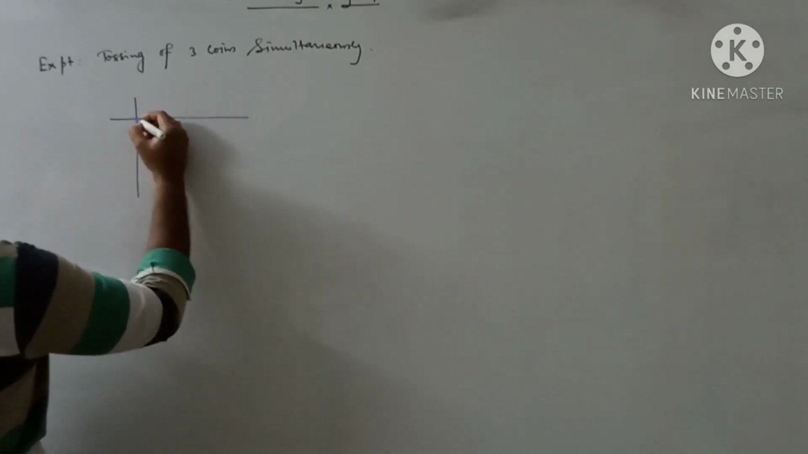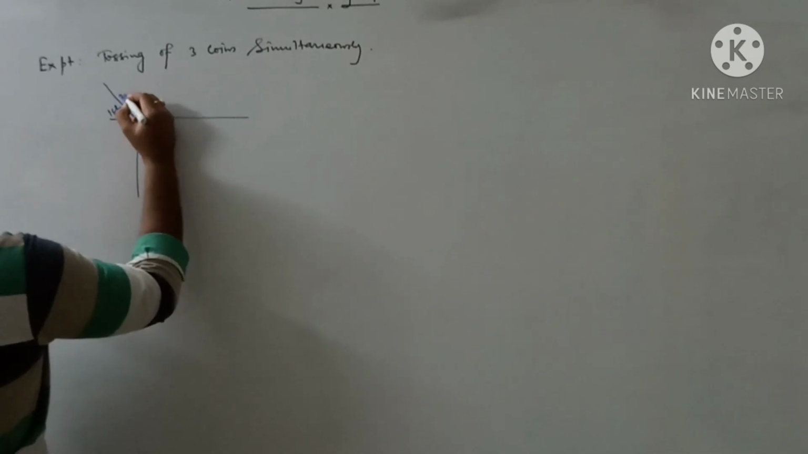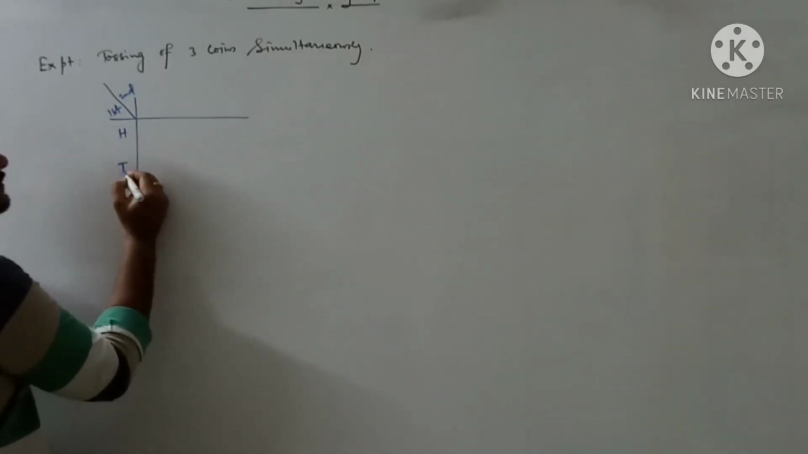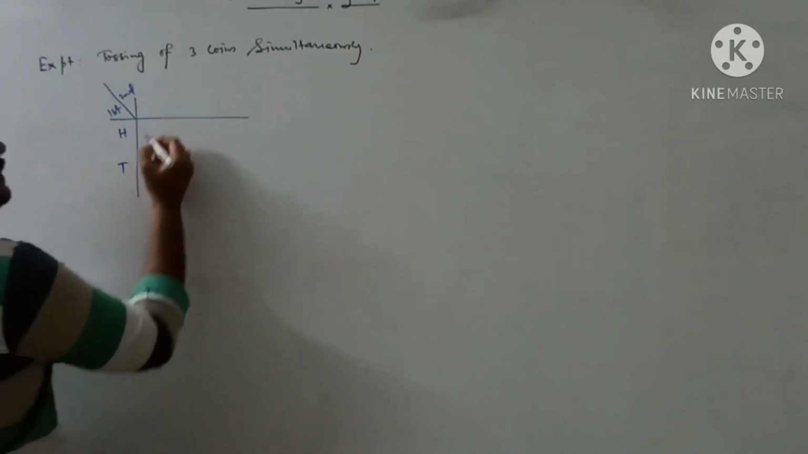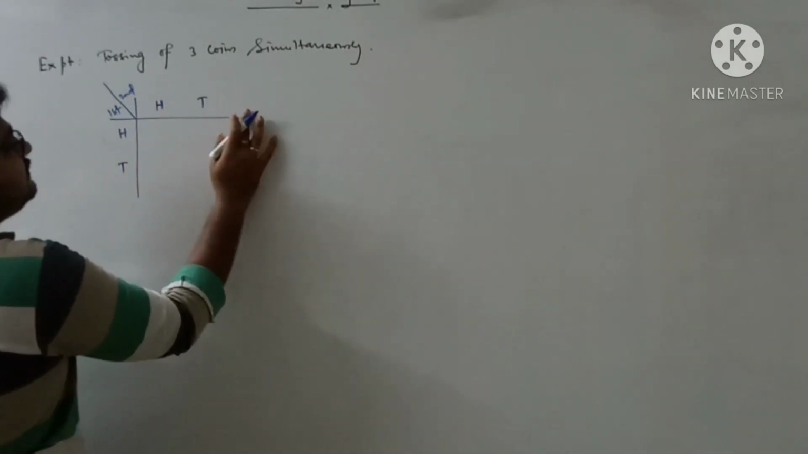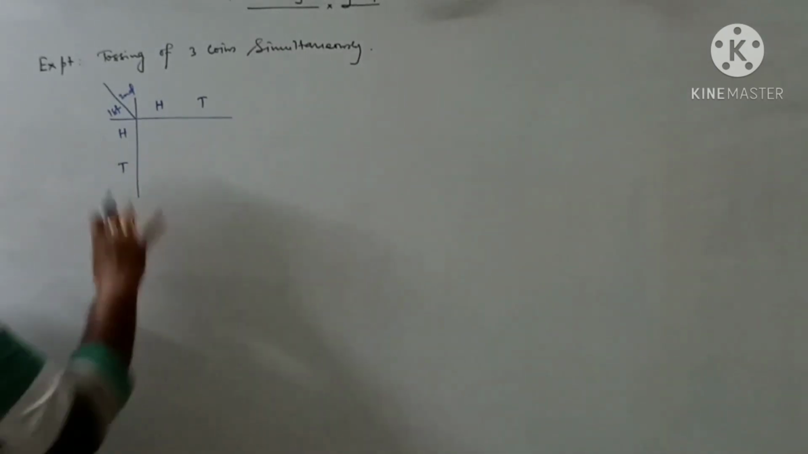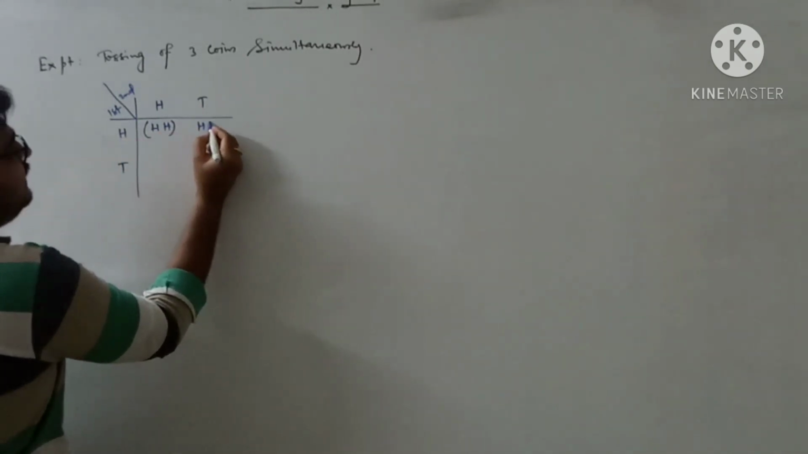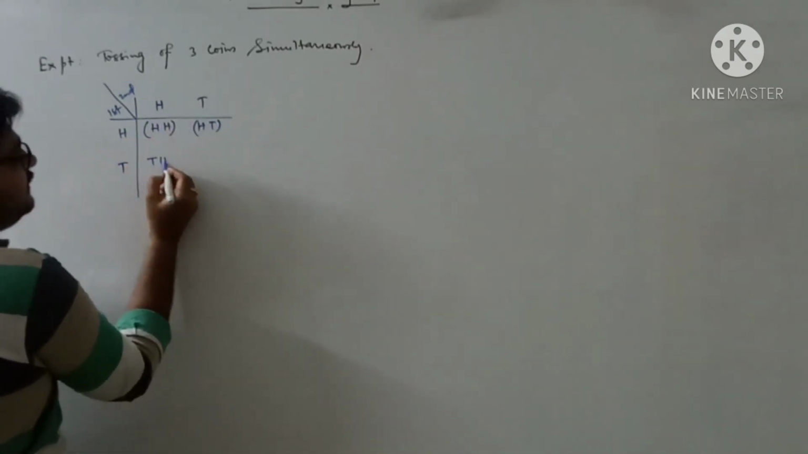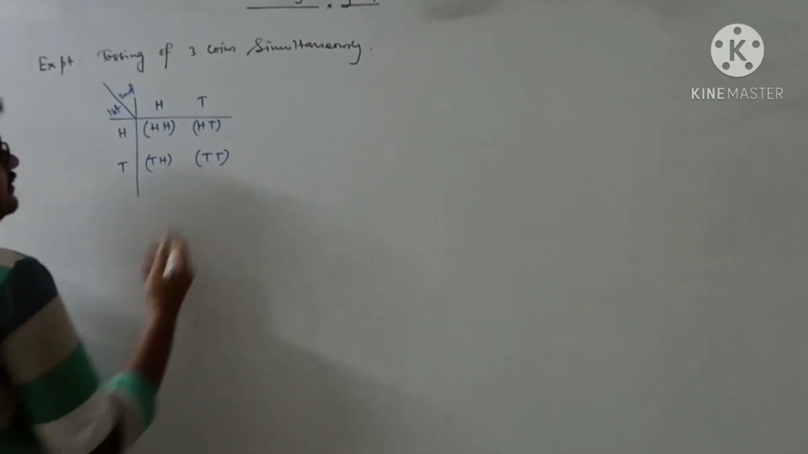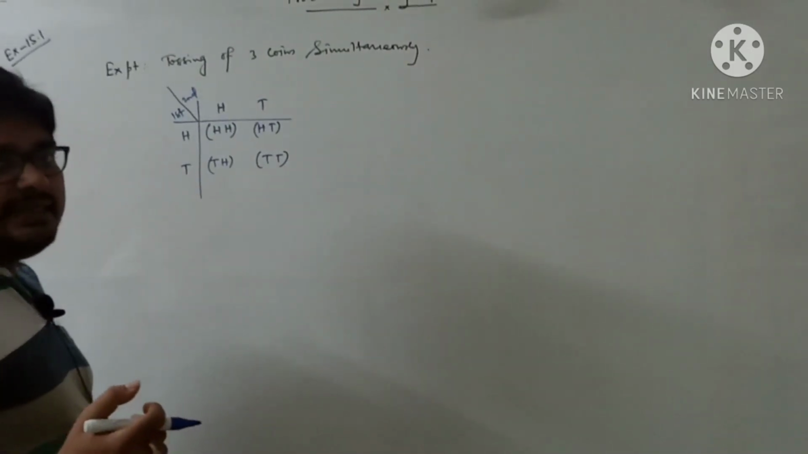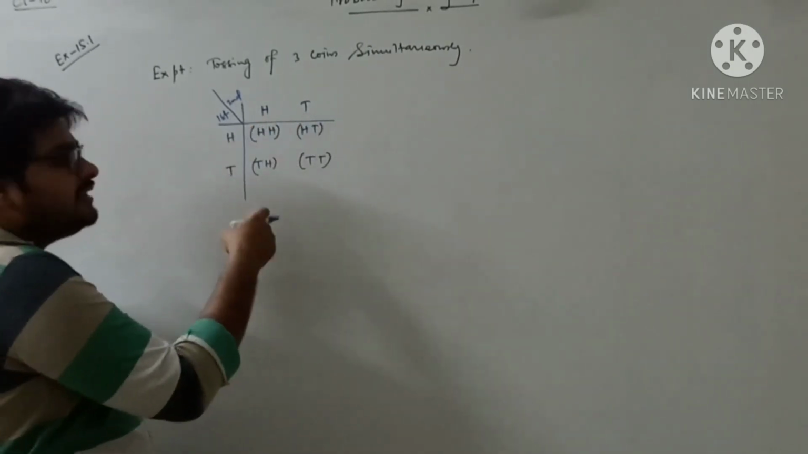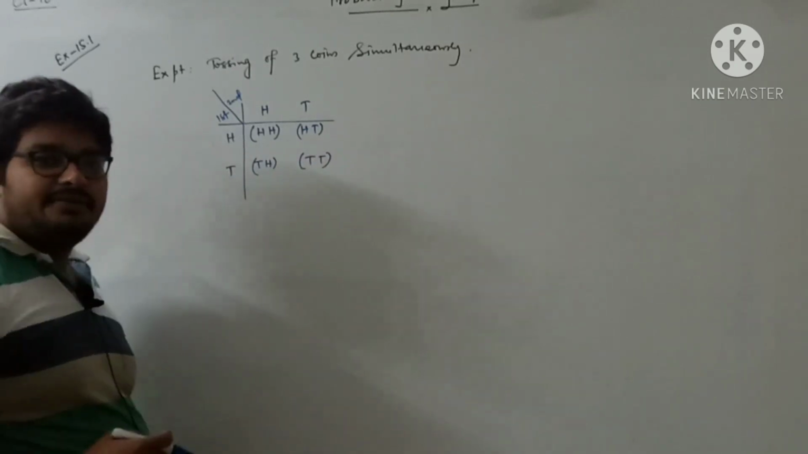So for the first checkerboard, I've taken the first coin and the second coin. If I toss the first coin, I'll get either head or tail. If I toss the second coin, I'll get either head or tail. Now if I combine them: head head, head tail, tail head, tail tail. So whenever you toss two coins simultaneously, either we get first coin head, second coin head, first coin head, second coin tail, first coin tail, second coin head, or both coins tail.